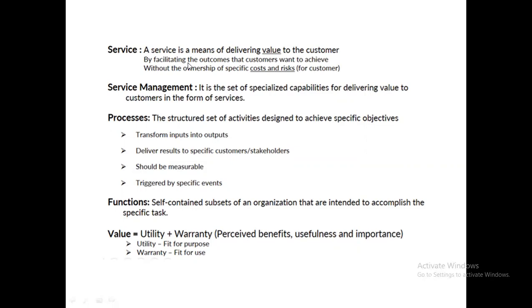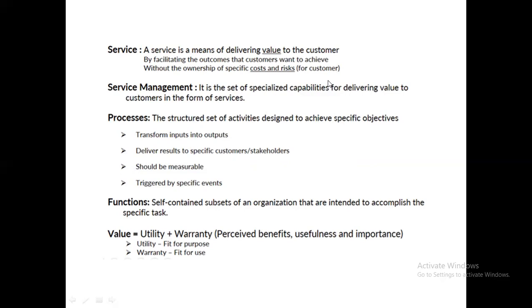What do you mean by this entire thing? So if I just read this definition, it will give me that entire understanding of whatever I am trying to achieve here, which means it says a service is a means of delivering value to the customer by facilitating the outcomes that customers want to achieve without the ownership of specific costs and risks. Very interesting definition. There are a few words that are important here, which we need to understand.